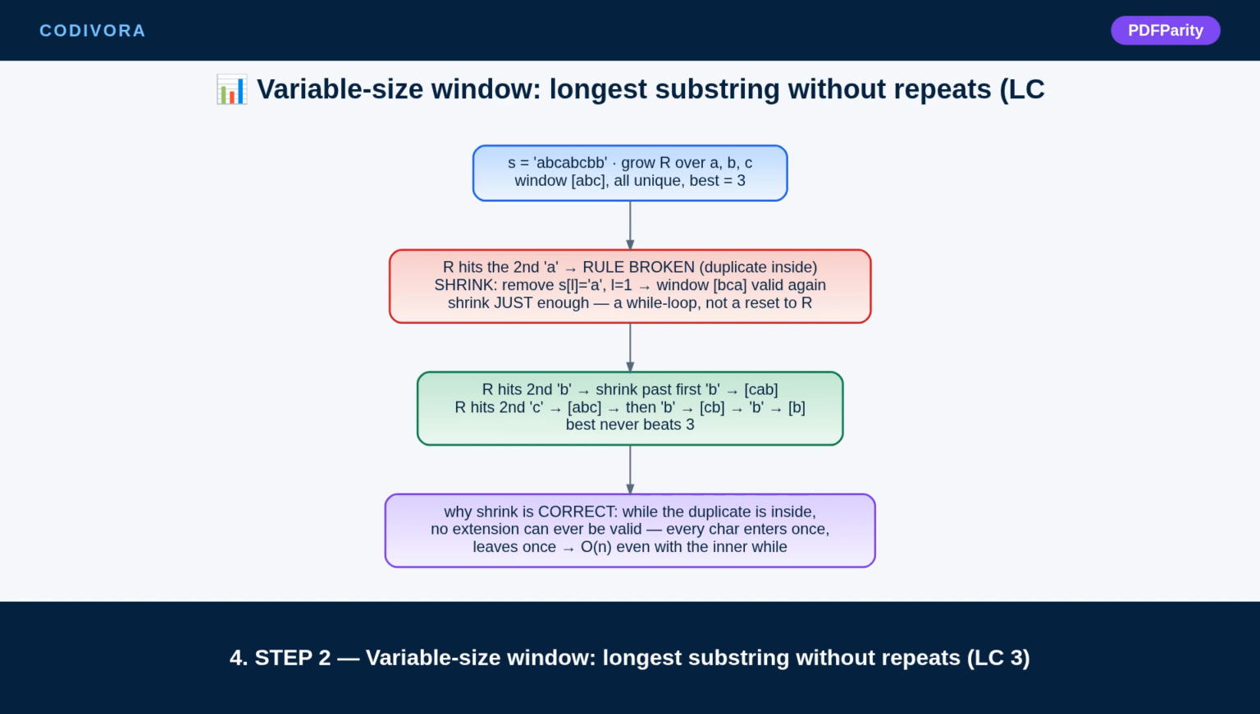While the window violates the rule, no extension can fix it, so the left edge must give ground, and each character pays that eviction cost at most once, so it's still O of n.